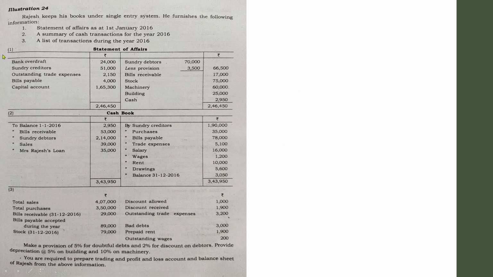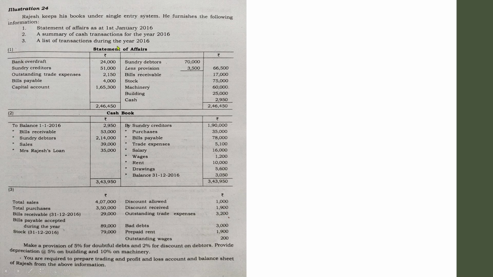Rajesh keeps his books under single entry system. He furnishes the following information. In the question, the statement of affairs as on 1st January 2016 is given. That means the opening statement of affairs, otherwise known as the opening balance sheet, and a summary of cash transactions during the year. So see, the statement of affairs is given, and cash is given. Usually you would be preparing this statement of affairs and cash book, but right now in the question it is already given, so half of our work is complete.